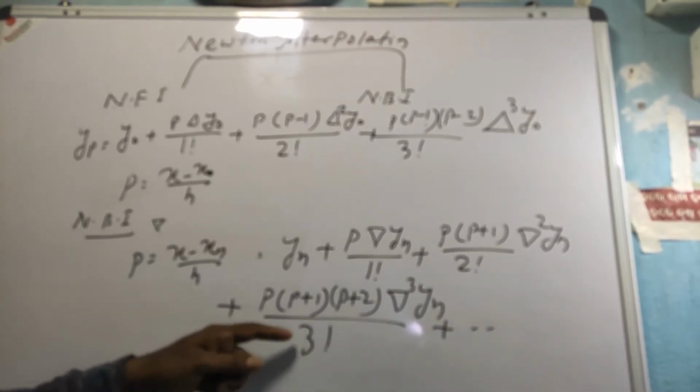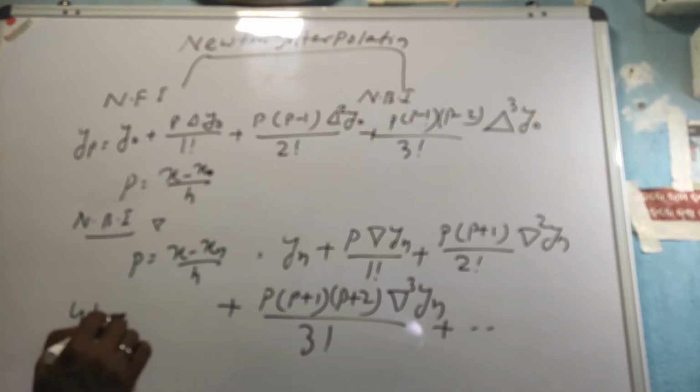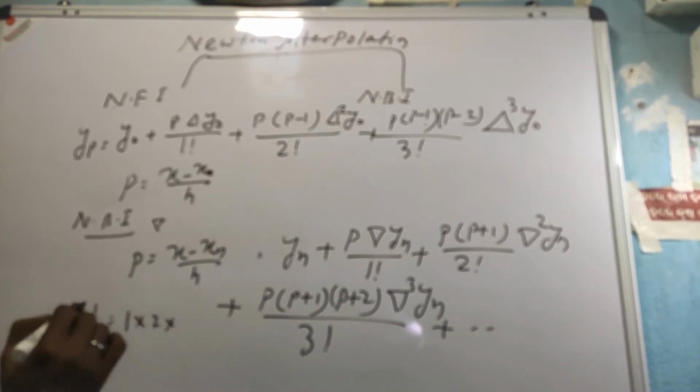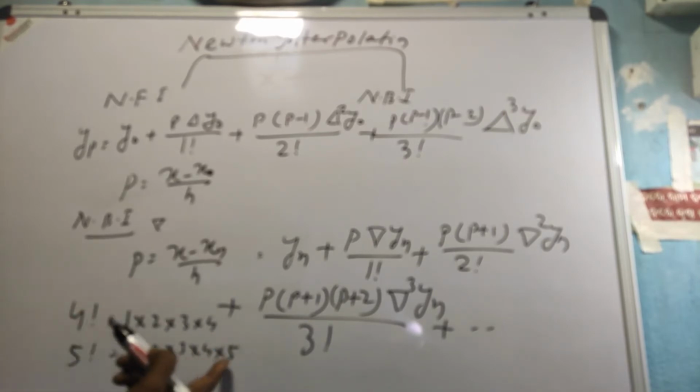So what is a factorial? Suppose I write 4 factorial. This is the factorial symbol. Factorial means we always write starting from 1 multiplied up to the ending number. I give the example 5 factorial. 5 factorial means starting from 1, multiplied 1, 2, 3, 4, and the last number 5. This is the factorial property. 5 factorial means 1 to 5 we can multiply.